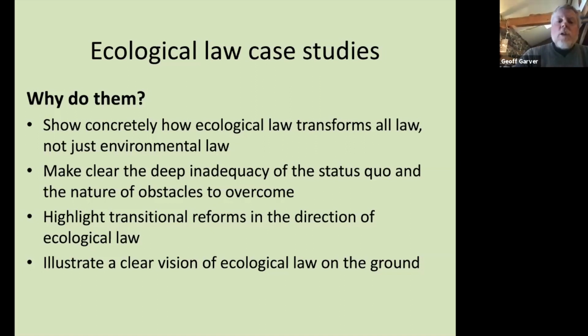Another is to highlight transitional forms in the direction of ecological law. So rather than just throwing up our hands when this transition seems too difficult or too far into the future, we can try to identify situations that would be transitional along the way towards a fully built system of ecological law. And finally, these case studies should overall illustrate a clear vision of ecological law, not just in the books, not just in our heads, not just in theory, but on the ground as best as we can.